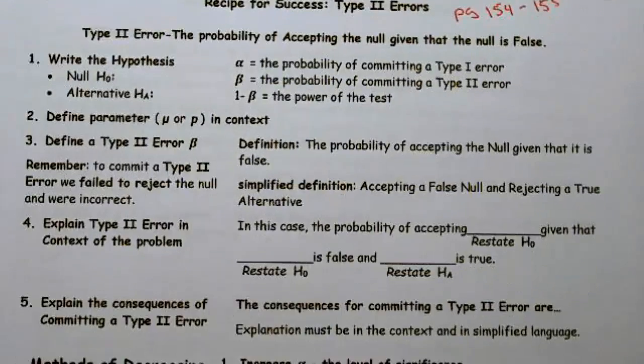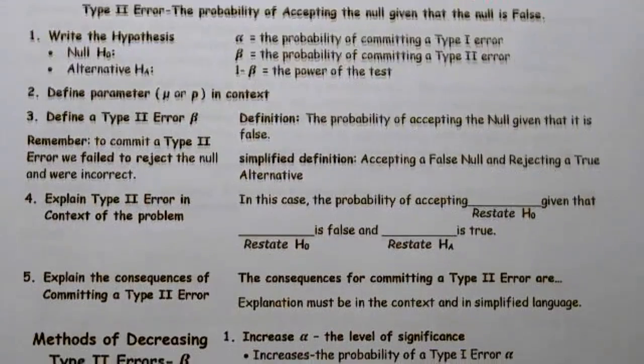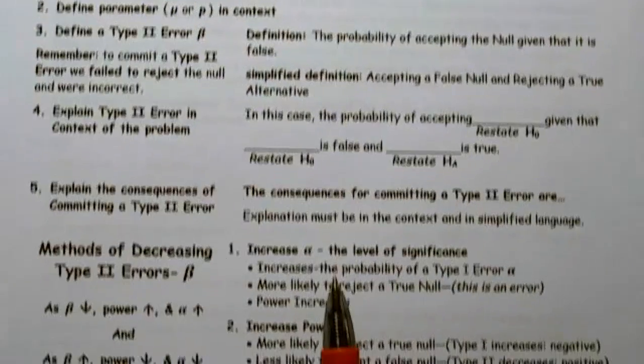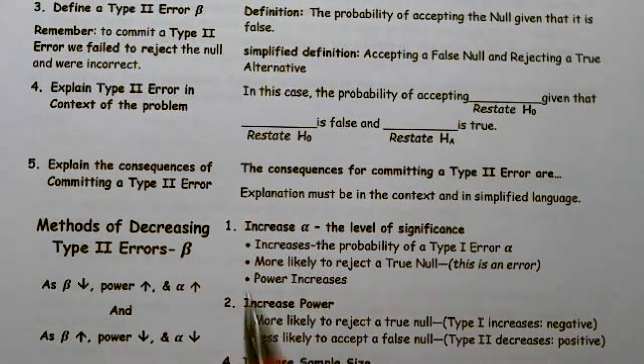Once you've done that, you need to explain the consequences of committing a type 2 error. And please make those in simplified language. You may have to just kind of guess as to what they are, but you're going to have to use your brain to think about what could happen if I failed to reject a false null in this situation.